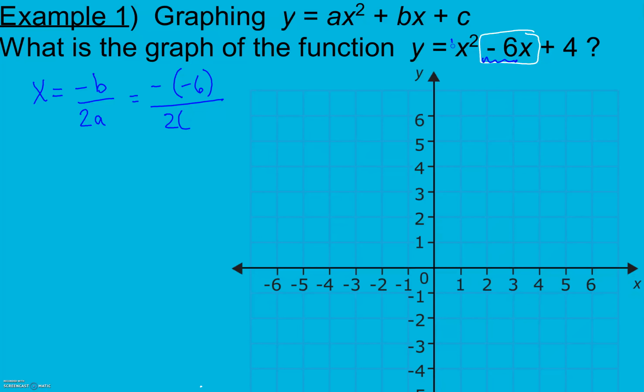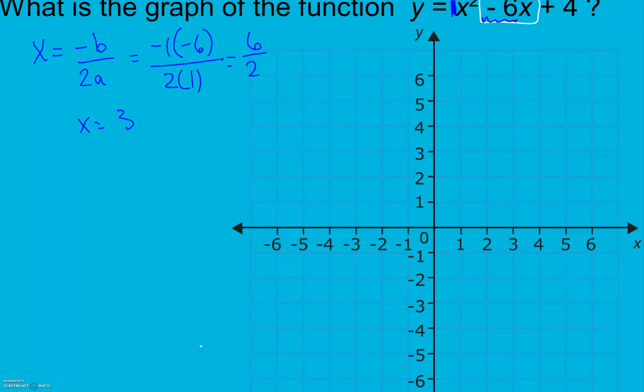My a, if there's not a number in front of my x squared, is a 1. Minus minus gives me a positive 6. It's like negative 1 times negative 6. And 2 times 1 is 2. So I'm going to get x equals 3. And this is going to be my axis of symmetry. I'm going to put a dotted line here just so I remember where it is. You don't have to. We don't need that as part of our graph, but that's just going to help me remember that that's the line where my branches would fold over each other. That's the line about which they're symmetric.